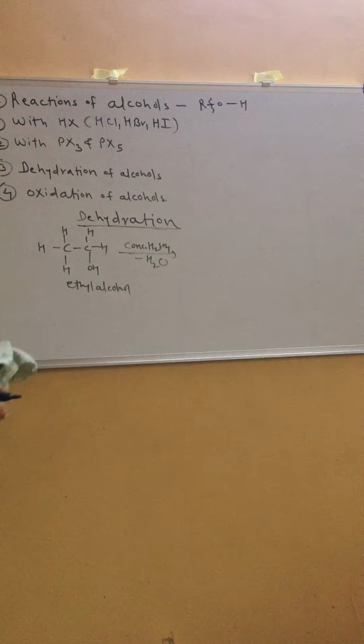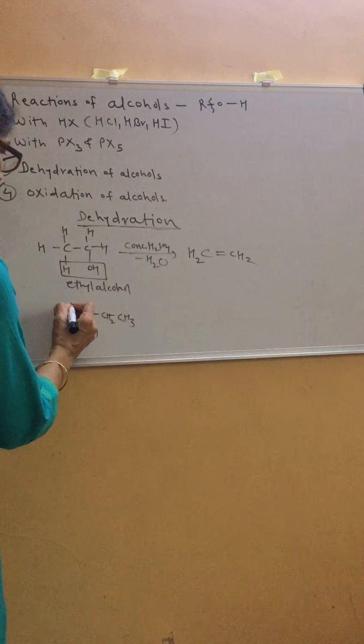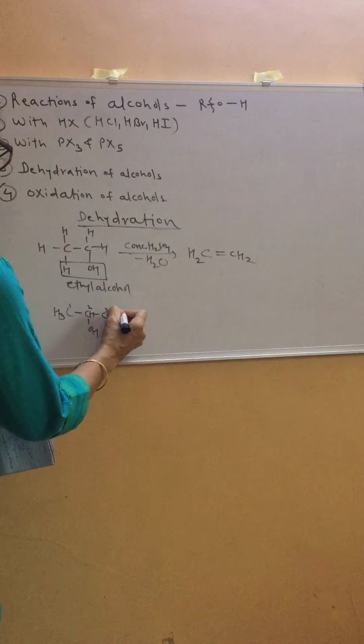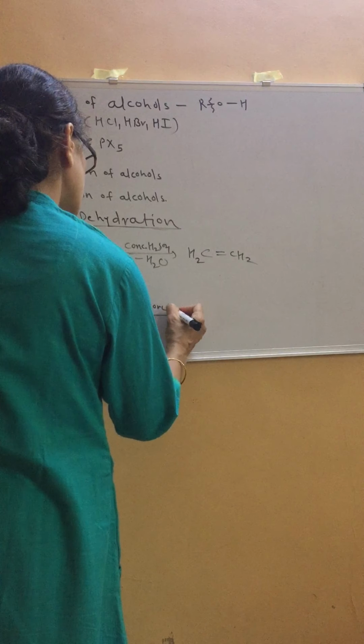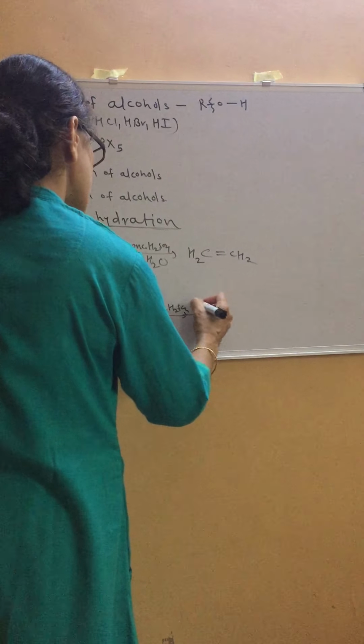Instead of this particular alcohol, if you have an alcohol like this, what is the name? You know the rules. Butanol, isn't it? Butane, the E is removed and it is replaced by the locant ending with OL. When it is dehydrated by using concentrated H2SO4, see the difference now.